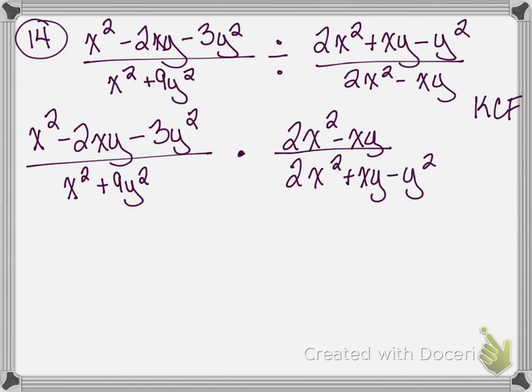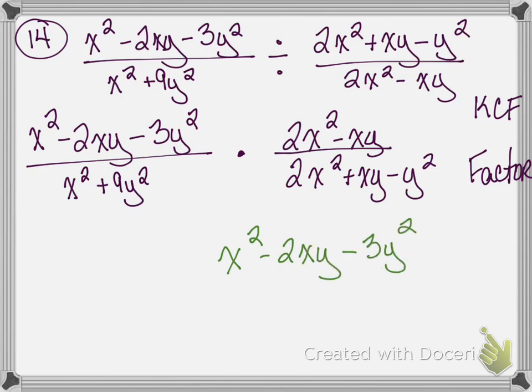Okay, now I factor. Now, this one right here, x squared minus 2xy minus 3y squared, I'm going to write this down separately just for a second, even though we have a 1 there. I think you guys get confused because of this, the y and the y squared.